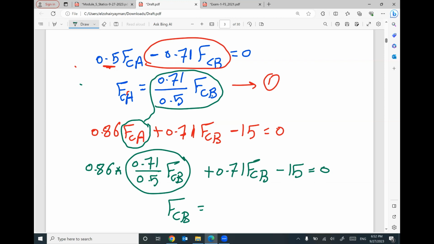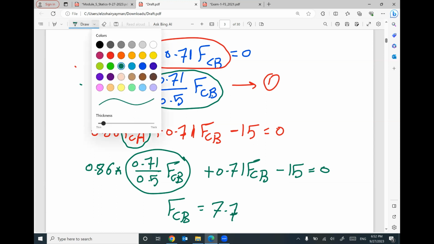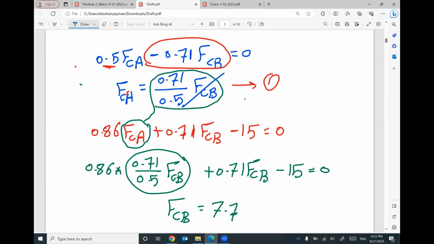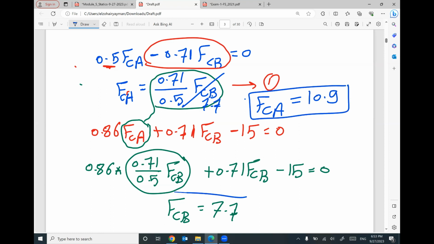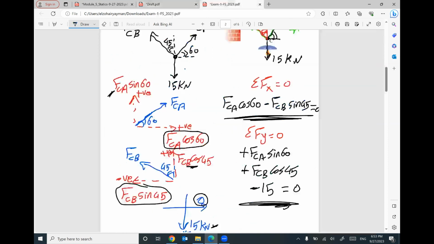It will be 7.7. If you go back and put FCB equals 7.7, I can find the value of FCA. It will be 10.9. These are the two forces in the two cables, CA and CB.